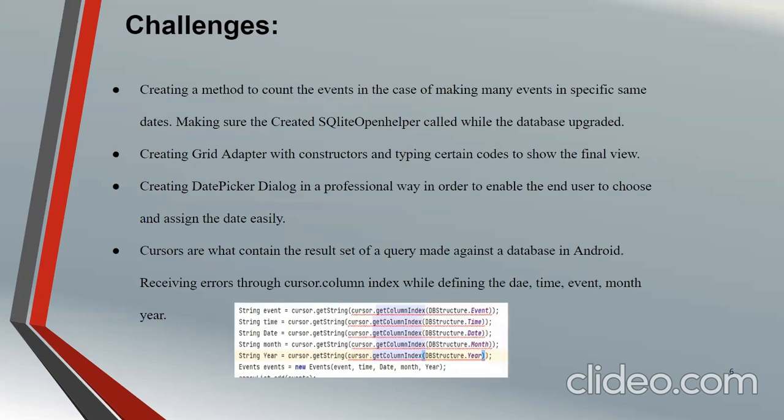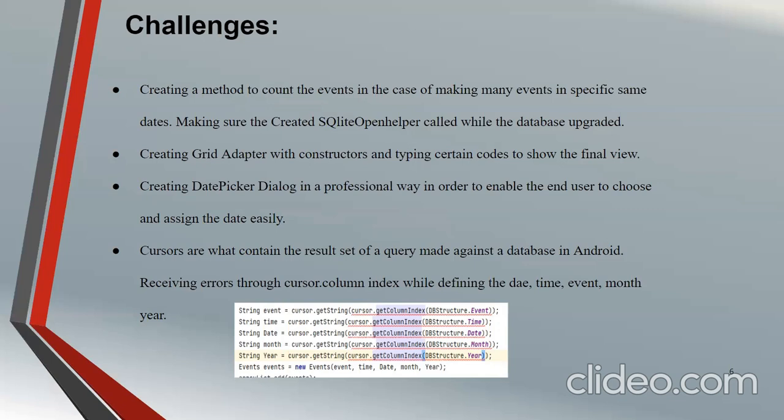Okay, next slide. Of course, we have faced some challenges. There's a couple of challenges. I'm going to address each one of them. I'm going to start with creating a method to count the events in case of making many events on the same specific date. This is one of the challenges we faced. Also making sure that the created SQL open helper is called while the database is upgraded or dropped.